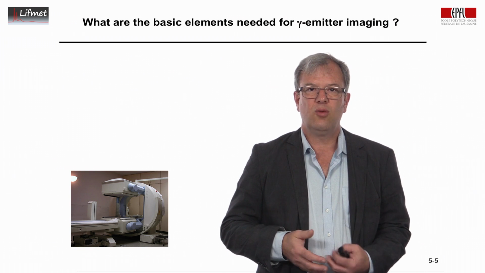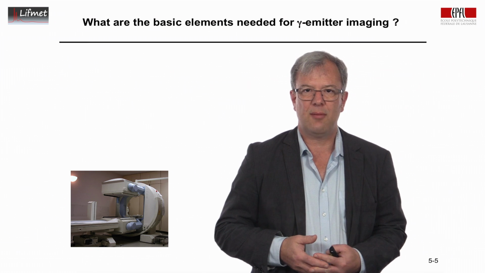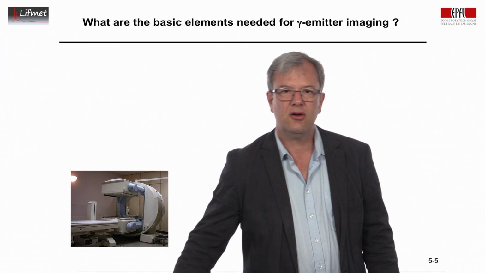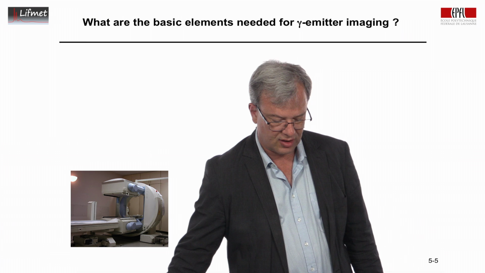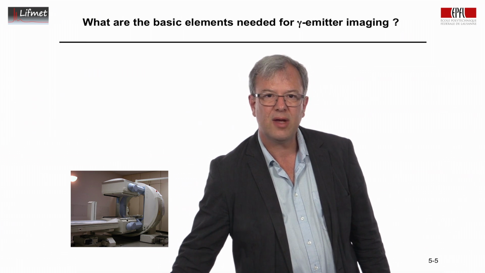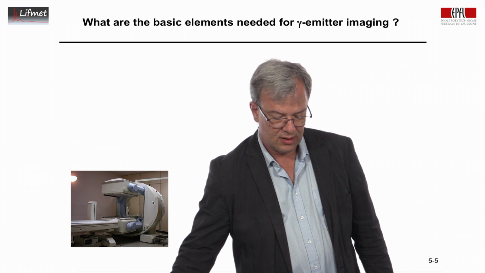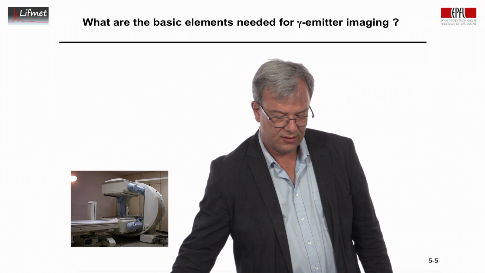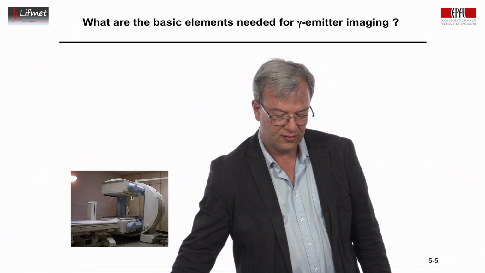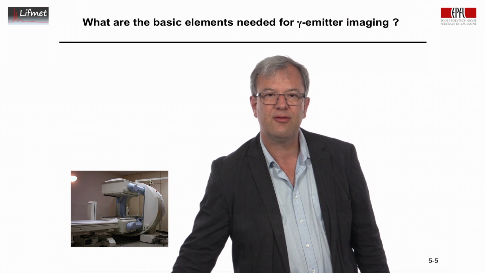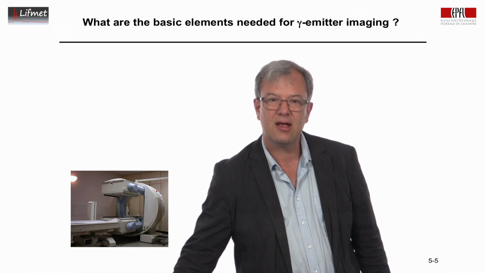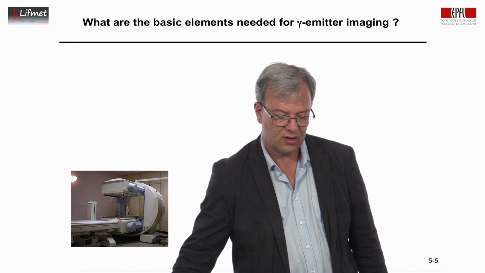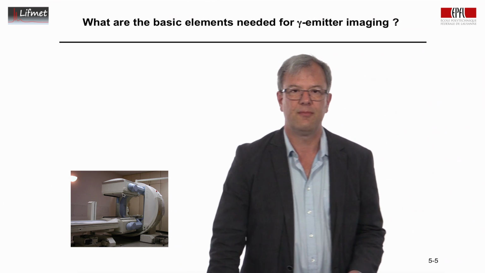So now the question is, what are the basic elements that are needed for gamma emitter imaging? Here on the bottom left, you can see an image of such a gamma camera. We have the patient bed here on the left. This is the scanner here, the holder, and here is the box that contains the scanner, which is what we've seen in that video at the very beginning that moves around the patient. This is what contains the gamma camera.